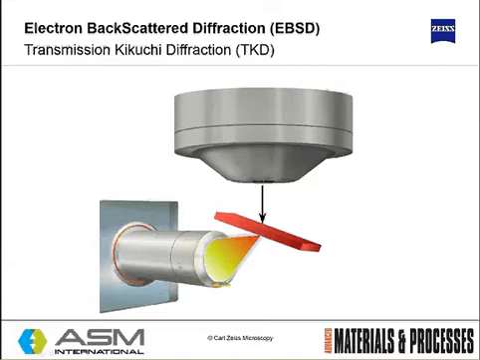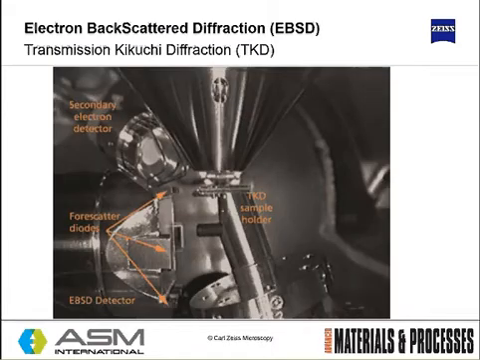So this is the conventional EDS detector. You can see the angle of the scattered light, and this is what it looks like in situ.